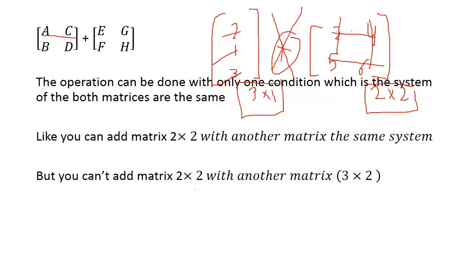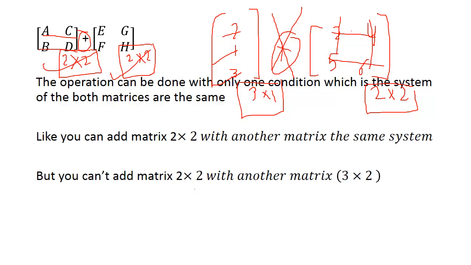Like this one. How many rows? 2. How many columns? Also 2. Here the rows are 2, also the column is 2. So the system here is 2 times 2, and here the system is 2 times 2. So both matrices can be added to each other. Why? Because they have the same system.